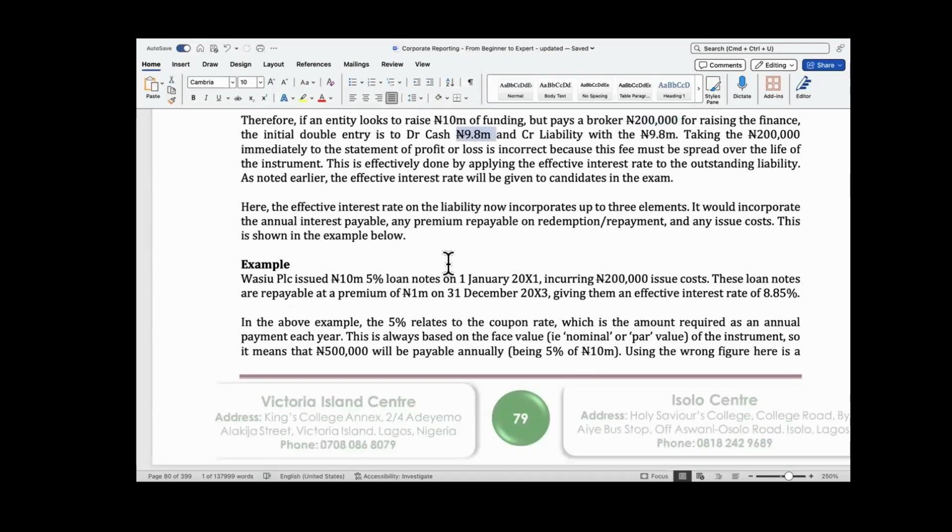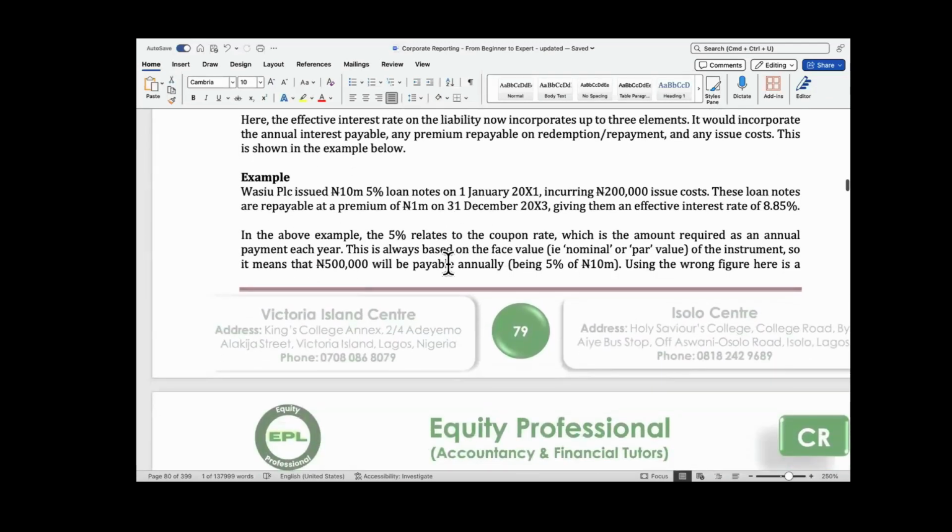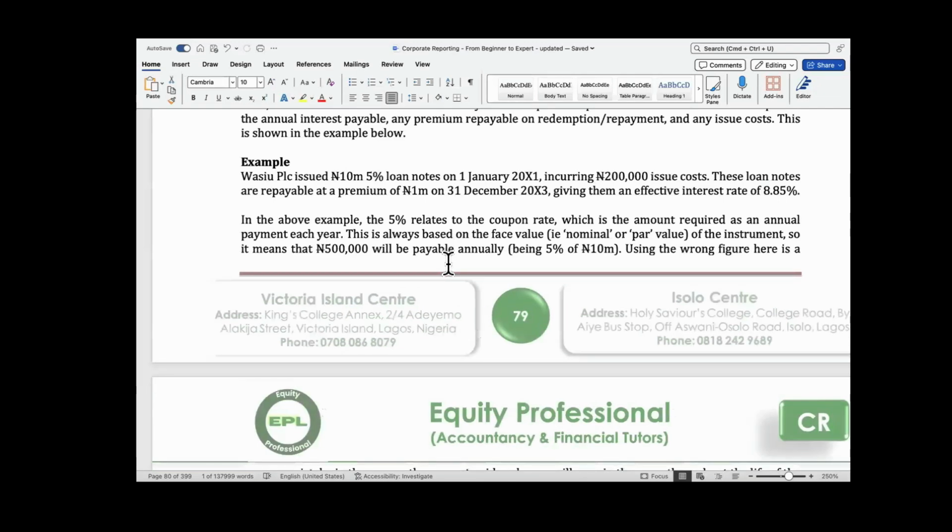Okay. So let me use this one to show you the final part of amortized cost. So let's see what PLC issued. When you issued, it means you are the one borrowing money. You issued 10 million 5% loan notes on 1st January 2001. It incurred 200,000 issue costs. So these loan notes are repayable at a premium of 1 million on 31st December 2003, giving them an effective interest rate of 8.85%.